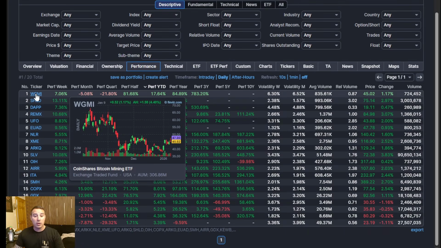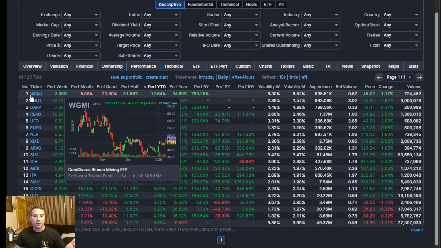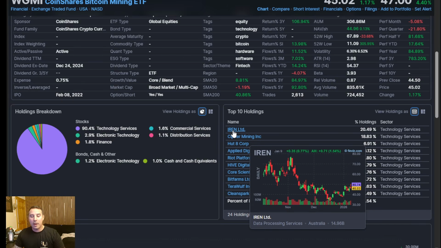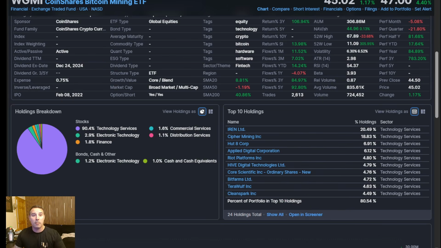Right off the bat, you can see that the Bitcoin mining related names are acting best. I can click right on that, and then I could say to myself, okay, who are the most liquid? Who are the biggest? Who have the most weighting towards this ETF? Why is this ETF acting so dang good? Right off the bat, I know IREN is IREN. I've seen the chart a million times.